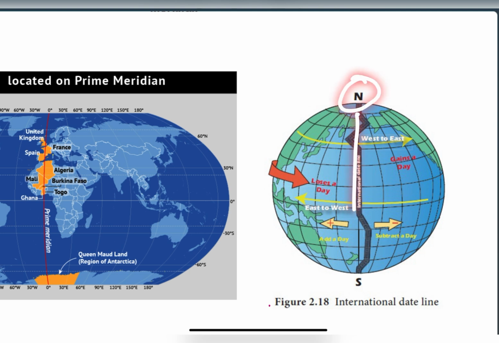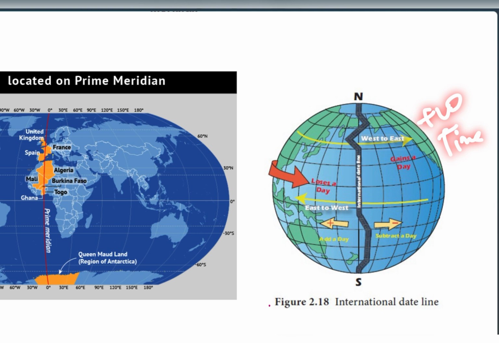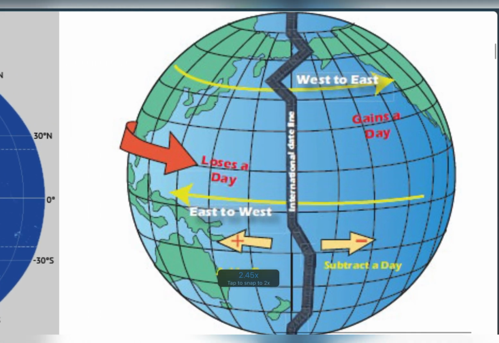From this reference point, the prime meridian, if you move eastward from this point, there will be an increase in the time. If we move westward from this prime meridian, there will be a decrease of time. Remember one thing, that after every 15 degree longitude, there will be 1 hour difference.